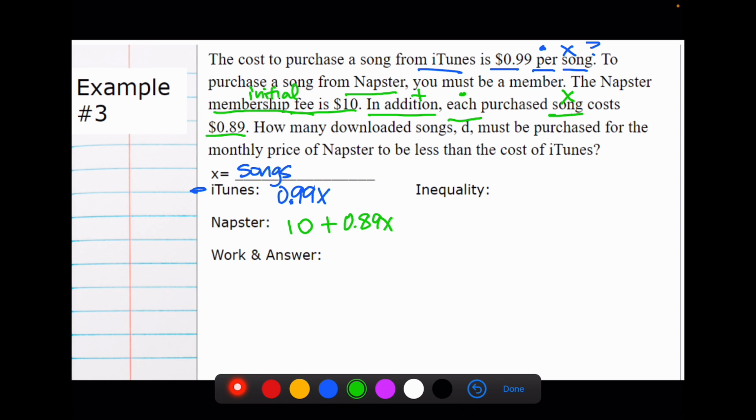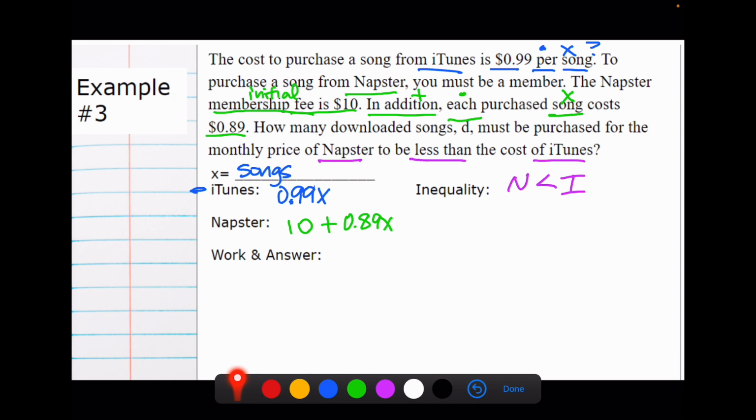Okay, and it says the very last part, how many downloaded songs must be purchased for the monthly price of Napster to be less than iTunes? So what we're going to do is it says Napster should be less than iTunes. N has to be less than iTunes. Notice that I wrote out the inequality without any numbers in it. I don't need numbers right now. I just have to have a basic understanding of how I'm going to write this out. Napster has to go first, and then the less than symbol has to go next, and then iTunes has to go last. It has to go in that order.